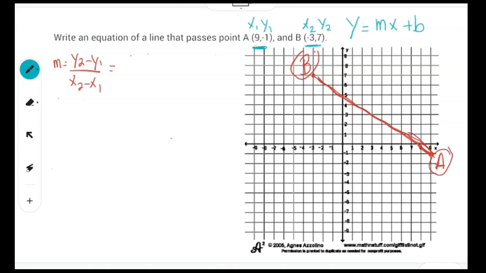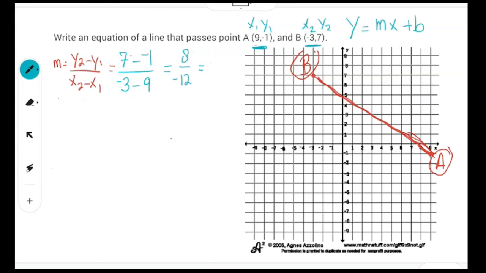That means this is going to be x1, y1, and those are the values you're going to input into this formula. So I'm doing it this way. y2 for this one is 7 minus y1, which is -1, divided by x2, which is -3, minus x1, which is 9. 7 minus -1 is +8. -3 minus 9 is -12.